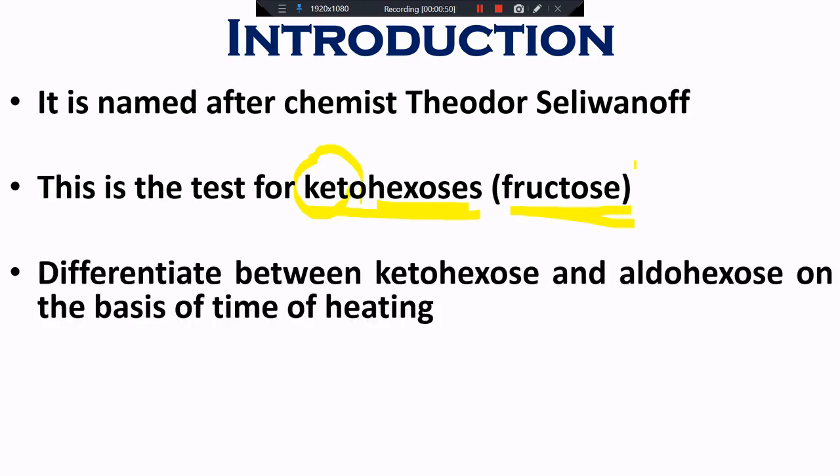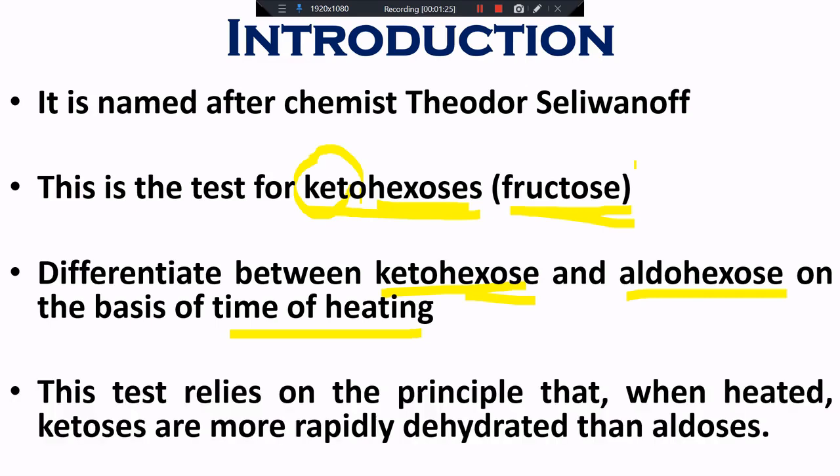The difference between ketohexose and aldohexose is made on the basis of the time of heating. During the reaction, we heat the sample solutions. If you heat for a specific time, ketohexose will give you a positive test, but if you heat the solution for a longer duration, aldohexose also gives a positive test. So depending on how much time you heat it, we can differentiate between fructose and glucose, that is ketohexose and aldohexose.